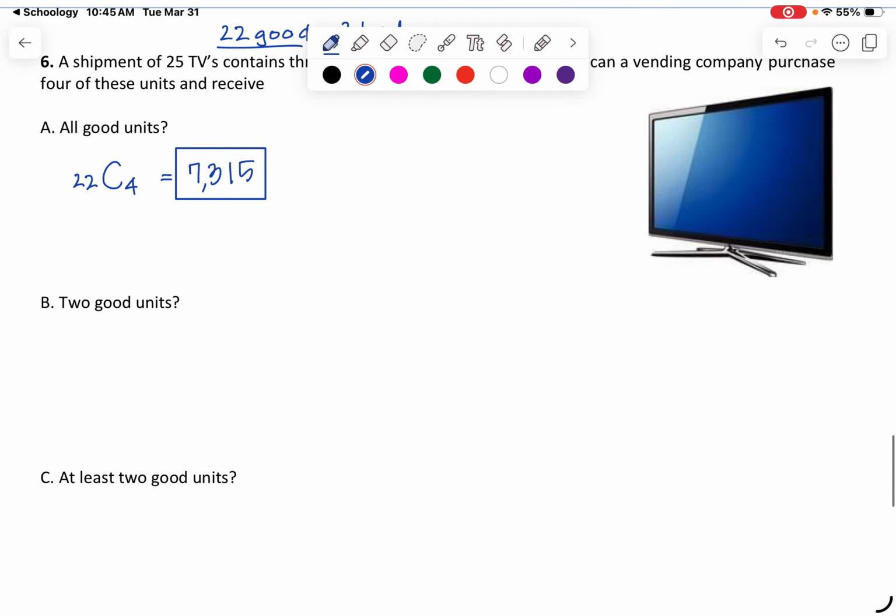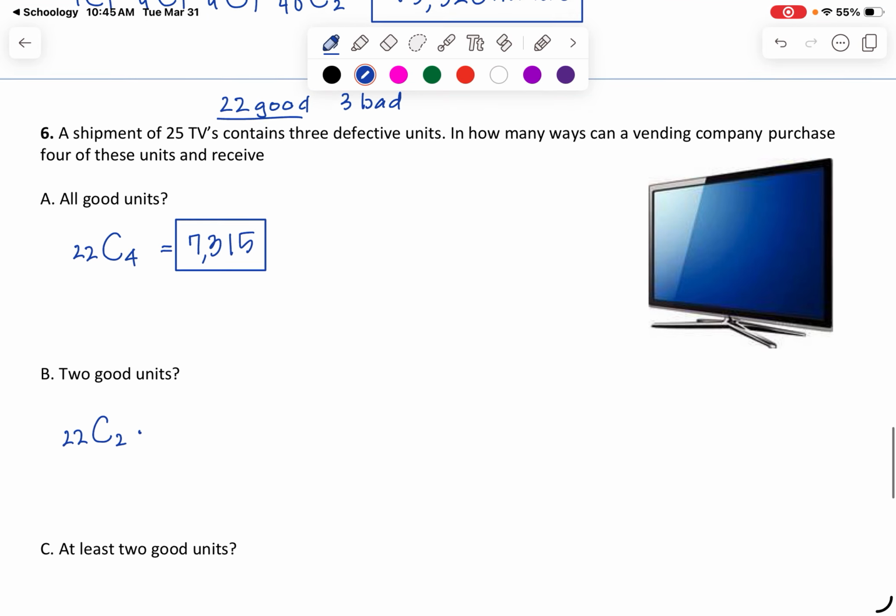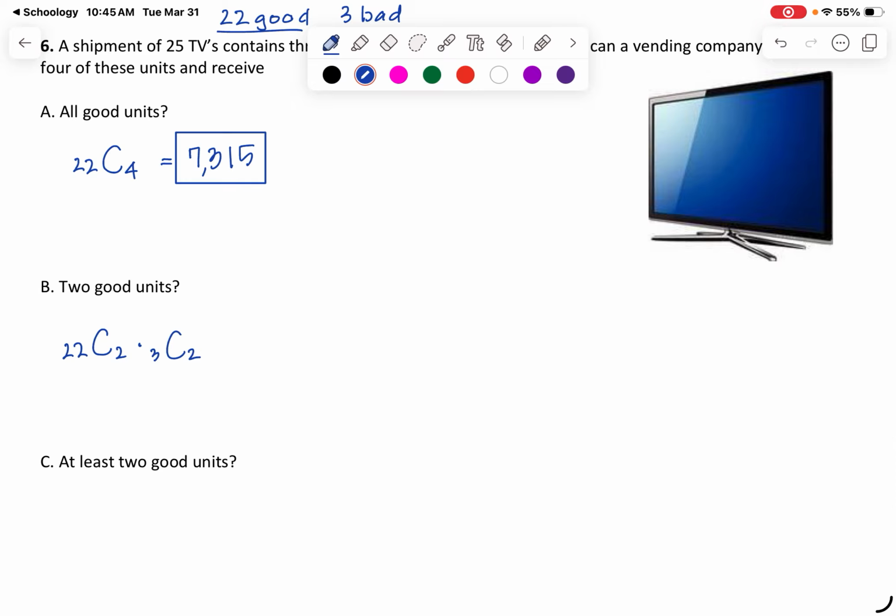Now 2 good units, and you're purchasing 4 total. So out of the good units, you get 2, and that also means you get 2 bad ones. There's 3 bad ones, and you're going to get 2 bad ones. So 2 good, 2 bad. That is 22 choose 2, and 3 choose 2. That gives 693.